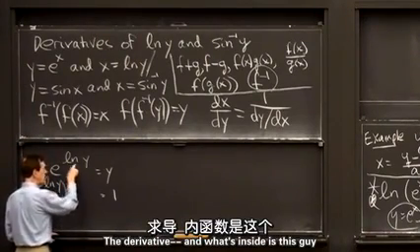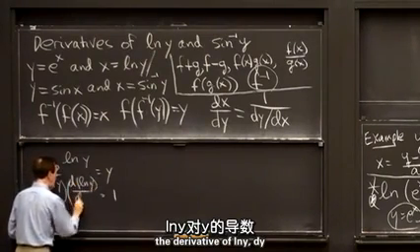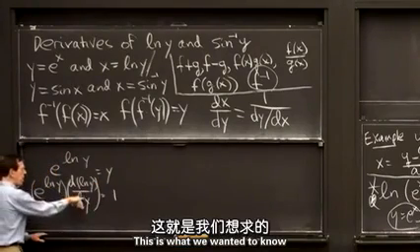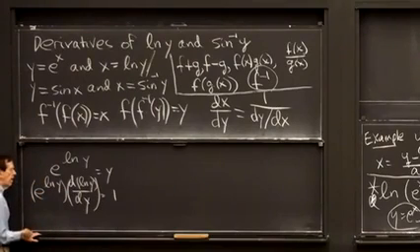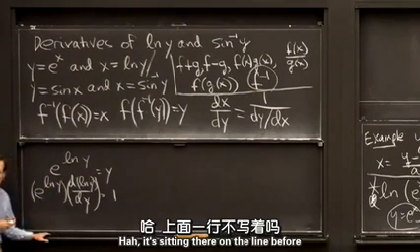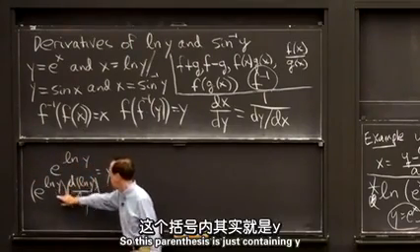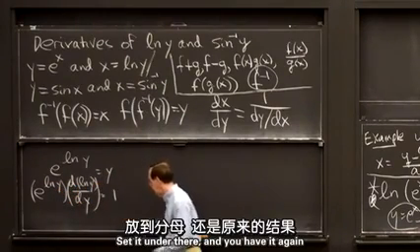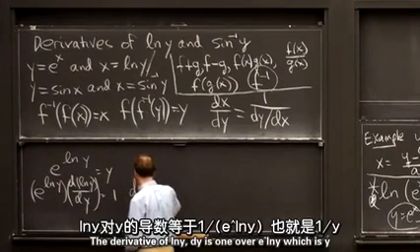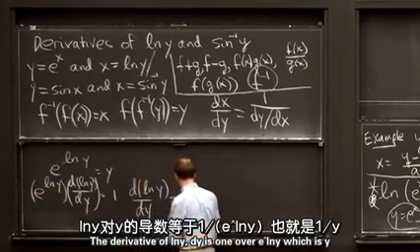The derivative, and what's inside is this guy. The derivative of log y dy. This is what we want to know, the one we don't know. And what is e to the log y? It's sitting up there on the line before. E to the log y is y. So this parenthesis is just containing y. Bring it down, sit it under there, and you have it again. The derivative of log y dy is 1 over e to the log y, which is y.